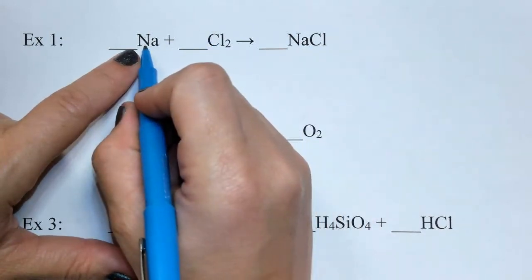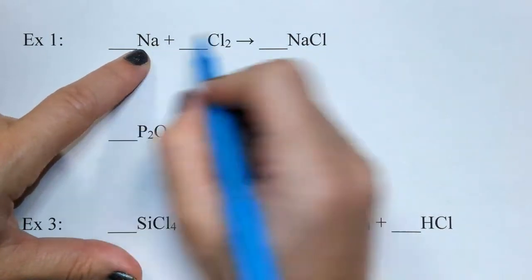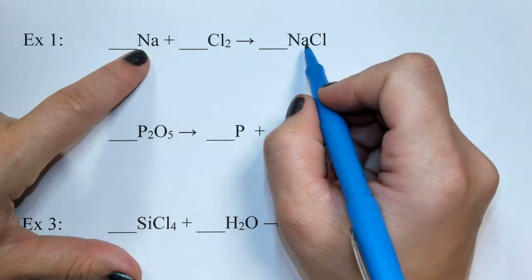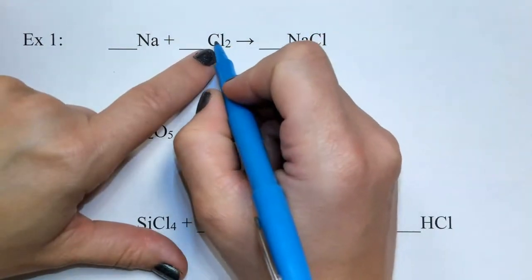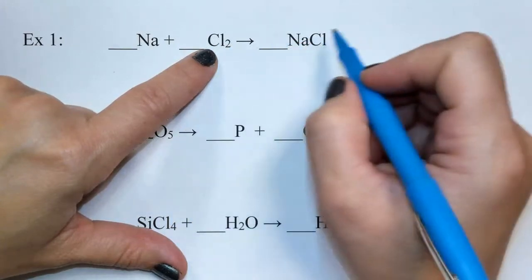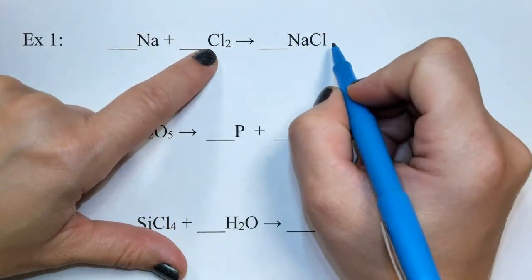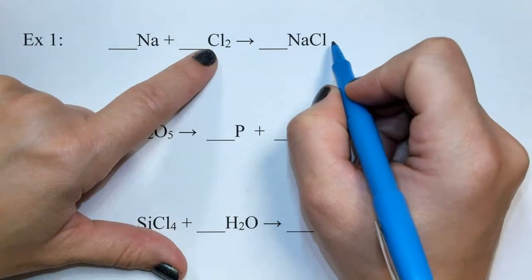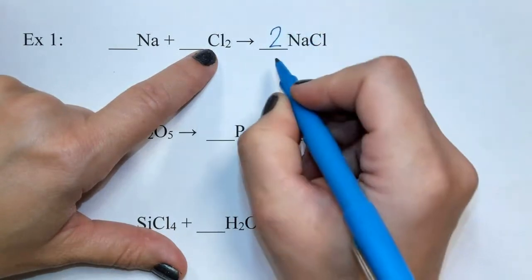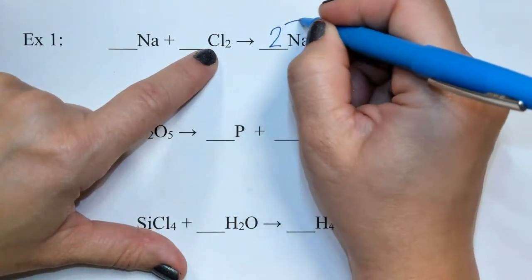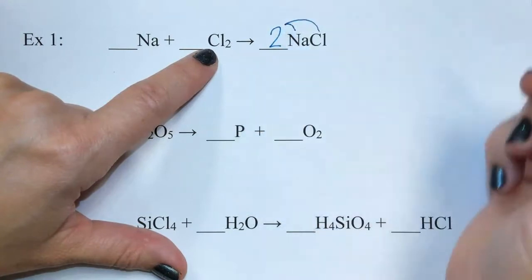We have 1 sodium on the left side of the arrow, 1 sodium on the right side. Currently that is balanced. Next is the chlorine. There are 2 chlorines on the left, but over here there's only 1 chlorine. So I want to multiply that 1 by a coefficient that will make it equal to this 2. And so I'm going to put a 2 coefficient in front. And that counts toward the chlorine and the sodium.